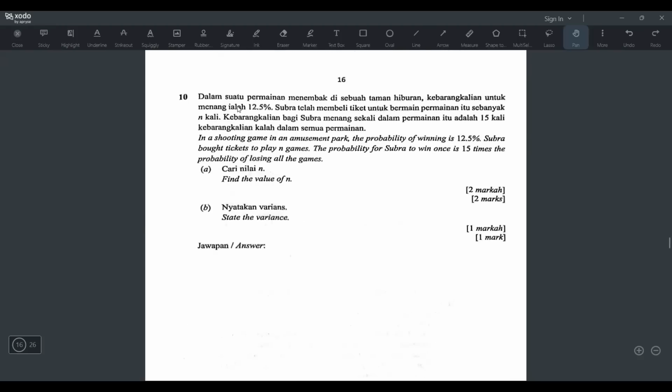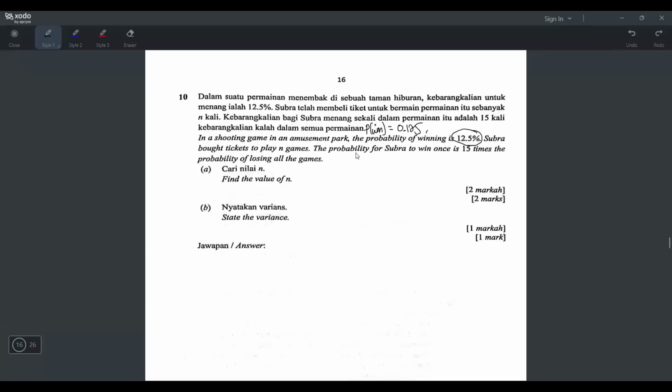Okay, let's do number 10. Number 10 says, in a shooting game in an amusement park, the probability of winning is 12.5%. If they give you a percentage, you can convert it to probability. So how do you do that? 12.5 divided by 100, 0.125. And this is the probability of win. And if you have the probability of win, can you find the probability of lose? Yes. So remember, when you're doing a probability question, if they give you one probability, always find the other probability.